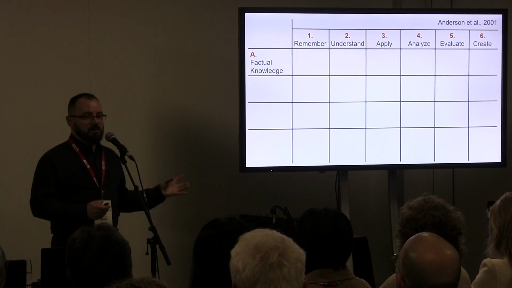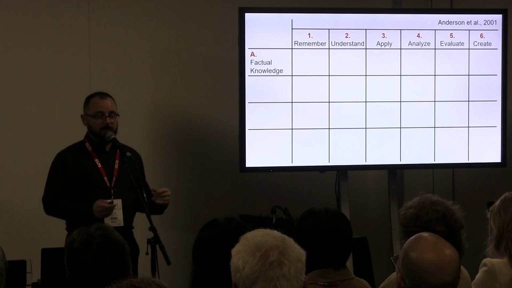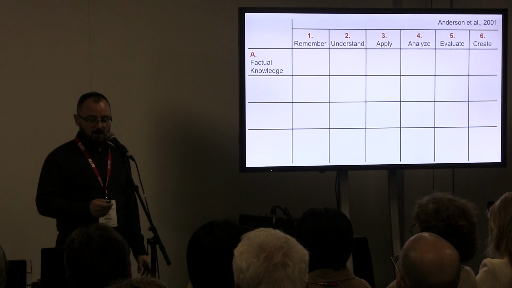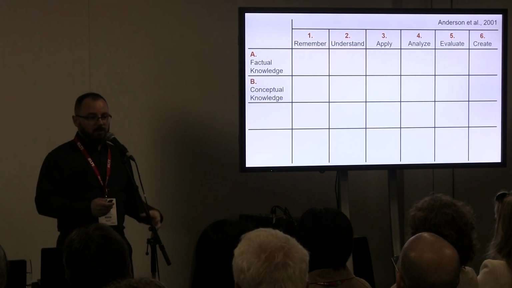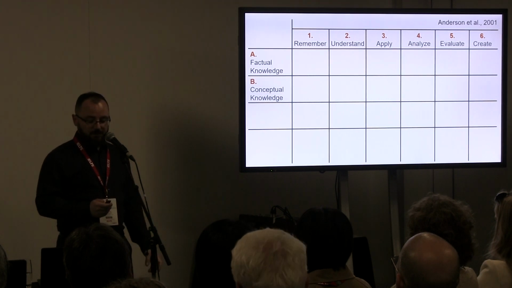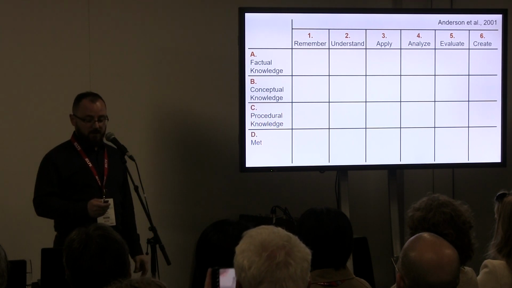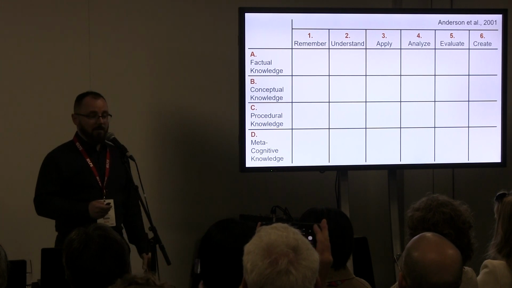So factual knowledge is knowledge of specific details. For example, Paris is the capital city of France. Conceptual knowledge is knowledge of concepts and categories. For example, knowing the concept of a capital city. Procedural knowledge is knowledge of how to do things, and metacognitive knowledge is knowledge about learning.